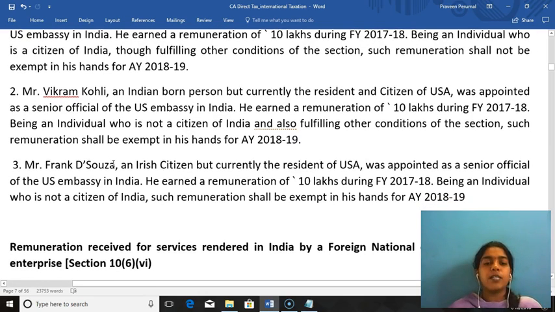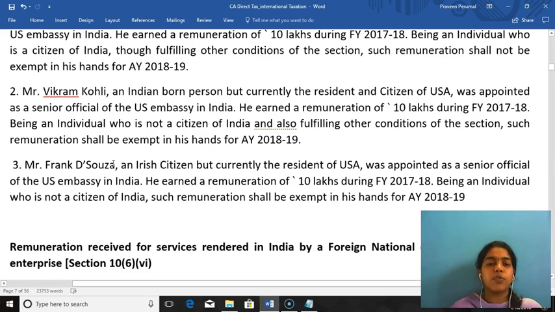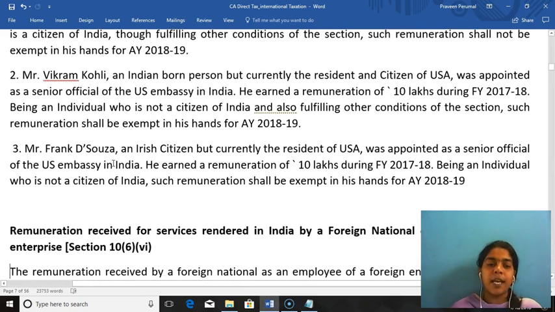Now, Frank de Sousa, an Irish citizen, but currently a resident of the USA, was appointed as a senior official of the US Embassy in India, and earned a remuneration of 10 lakhs. Being an individual who is not a citizen of India, the remuneration shall be exempt. So in the next case also, Mr. Frank is not a citizen of India, therefore the remuneration shall be exempt.